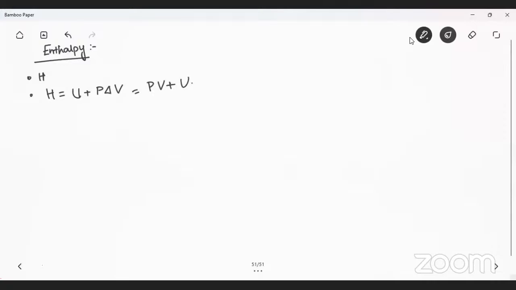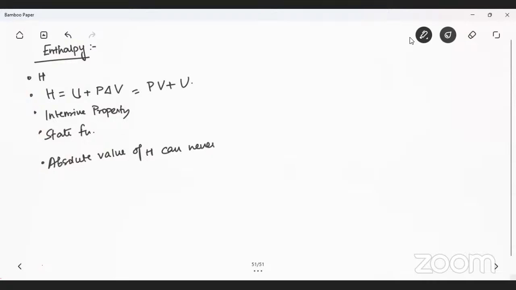It is an intensive property, obviously. And also it is a state function, very much common. So the absolute value of H can never be determined. These are the basic properties of enthalpy.